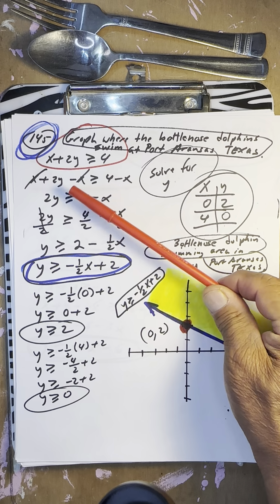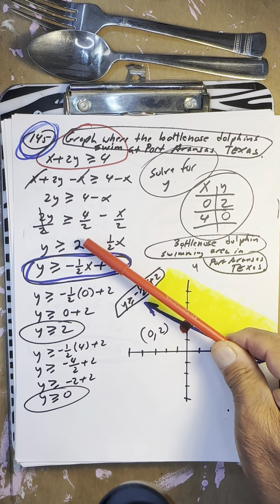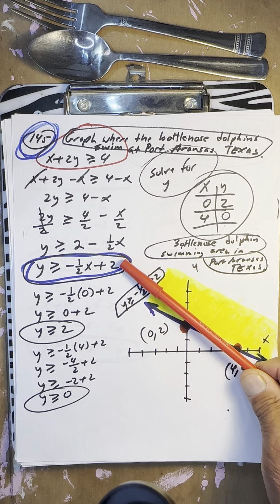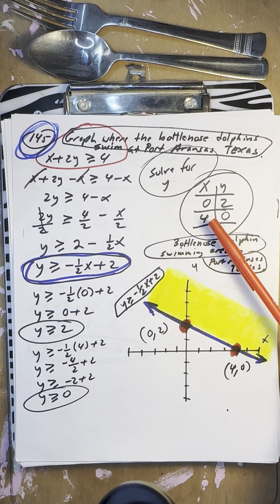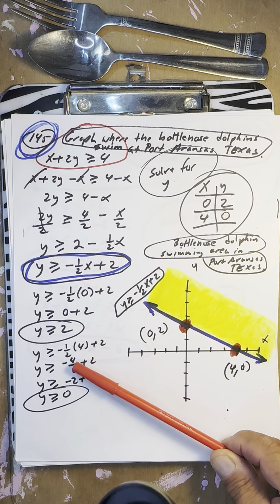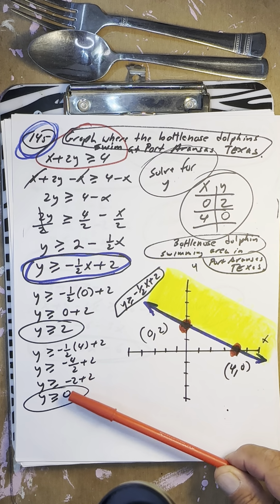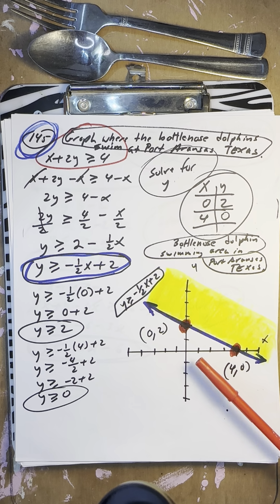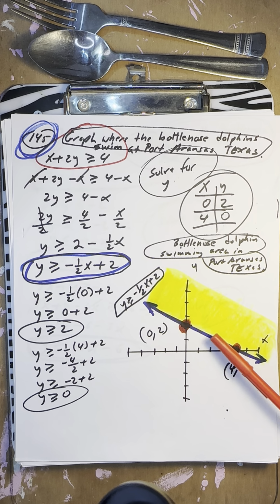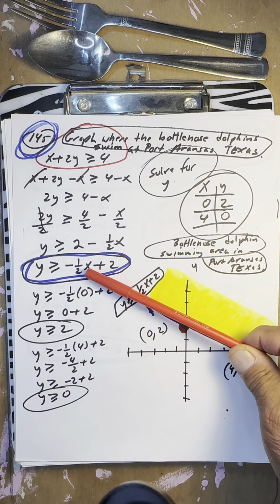Solve this for y. Divide by 2 by 2. So y is greater than or equal to 1/2 x plus 2. Put a 0 in there. 0 times that, 0 plus 2 is 2. Put a 4 in there. Negative 4 over 2 is negative 2, plus 2 is 0. So now we have two points, (0, 2) and (4, 0). Okay, connect the dots. Now, greater than or equal to that.